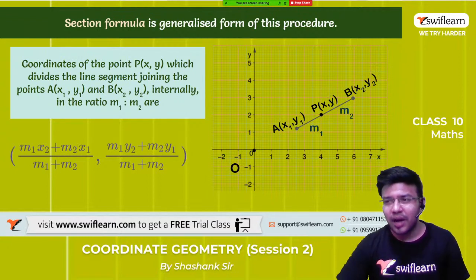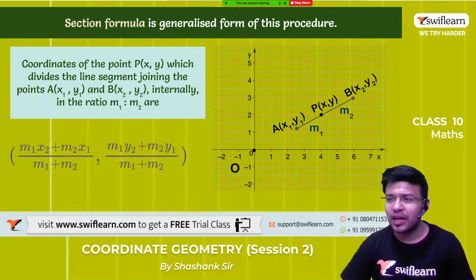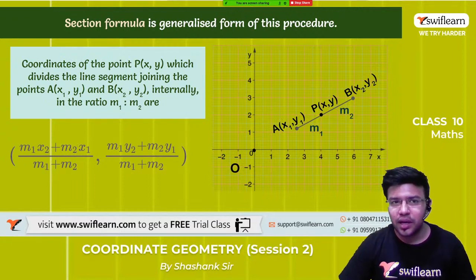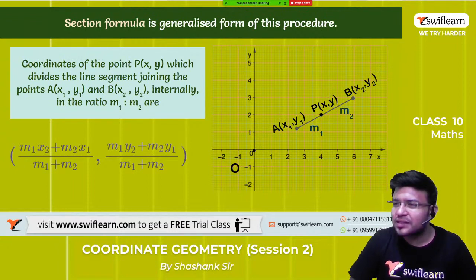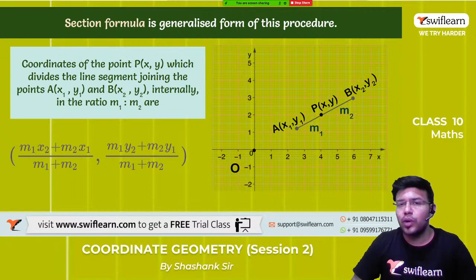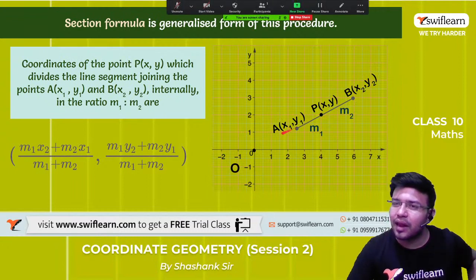Okay, so now you can write down the formula, and after a few minutes we will derive this formula. See, this is how you need to write. Consider a point P(x, y) which divides the line segment AB, with coordinates A(x1, y1) and B(x2, y2), internally in the ratio m1 is to m2. I have used the word internally. See, this point P is inside the line AB.